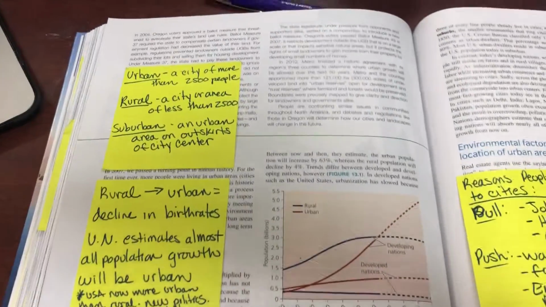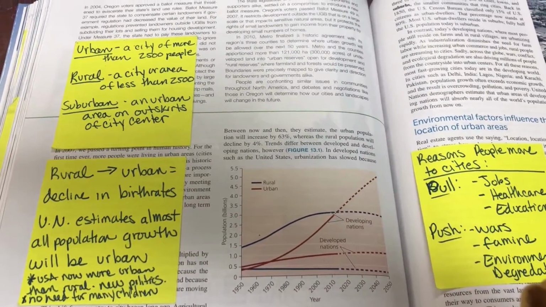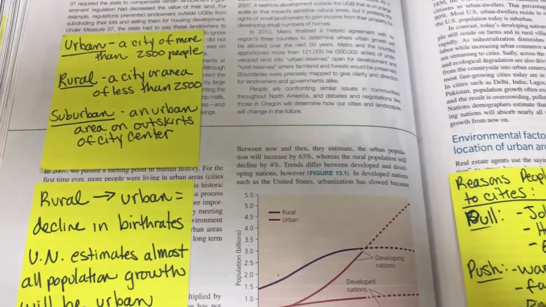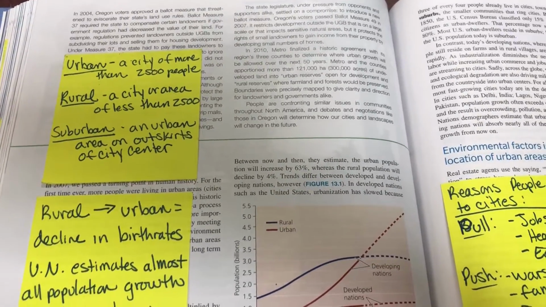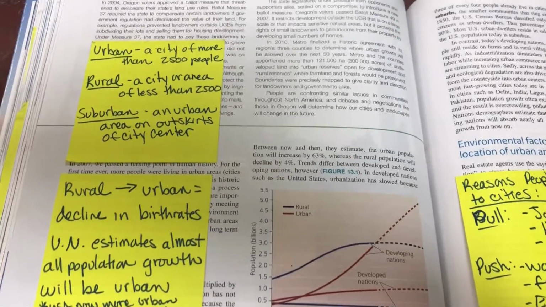All right, some vocabulary that you need to know. Make sure that you know the difference between urban, rural, and suburban. Urban is a city of more than 2,500 people. Rural is a city or area that's less than 2,500 people. And suburban is an urban area on the outskirts of a city.